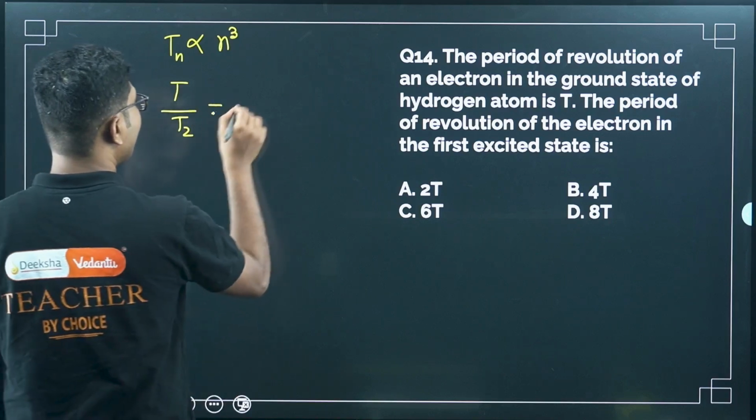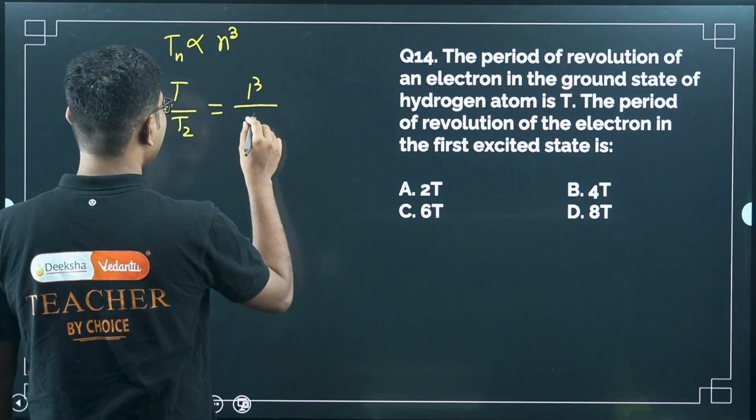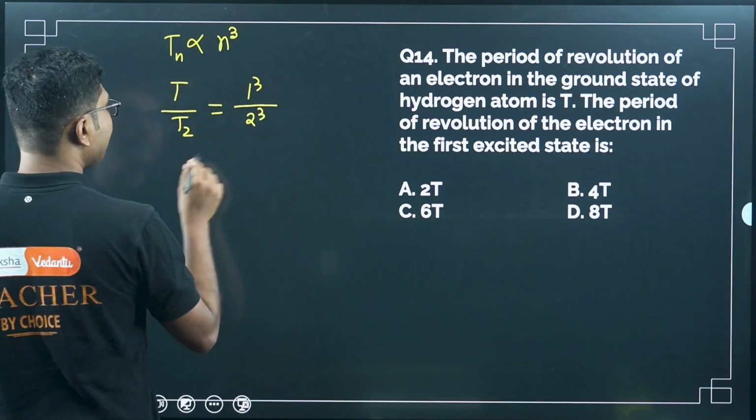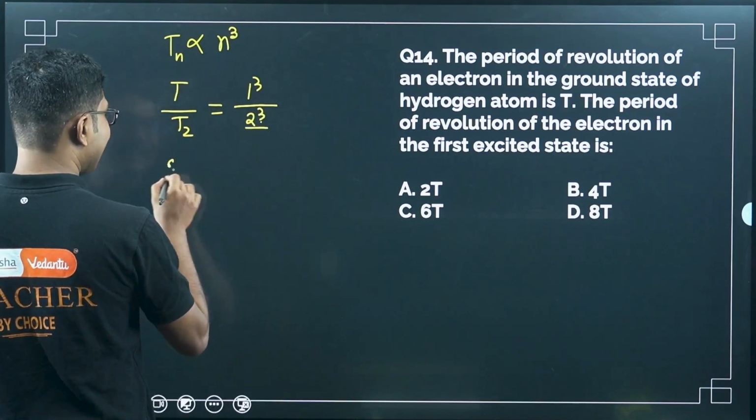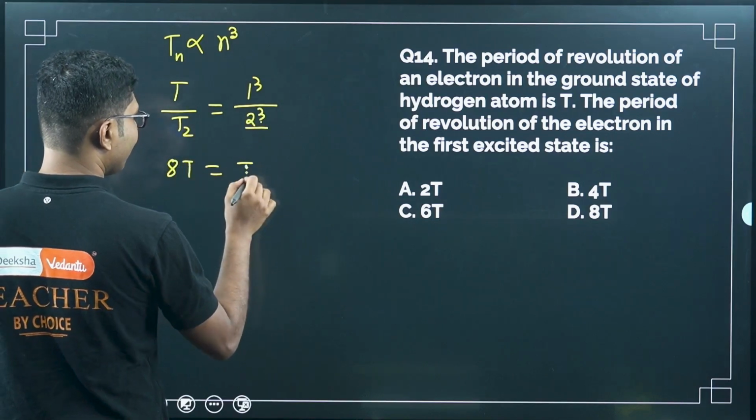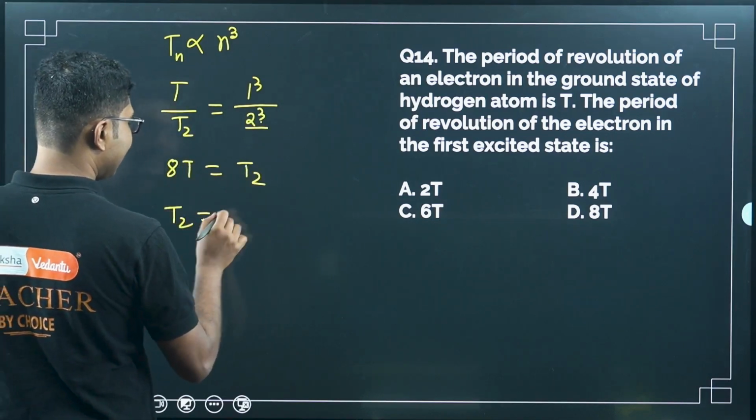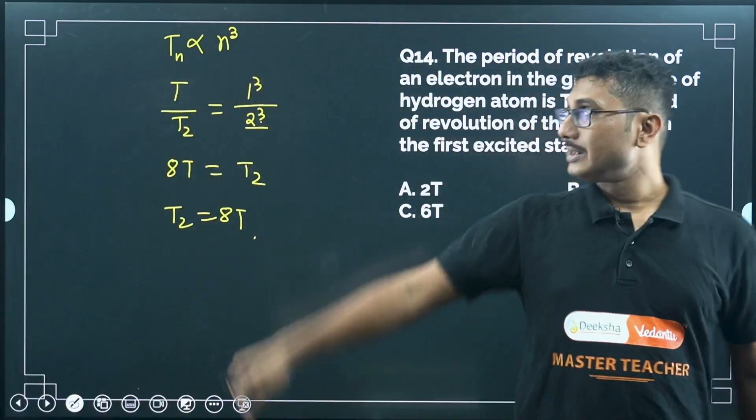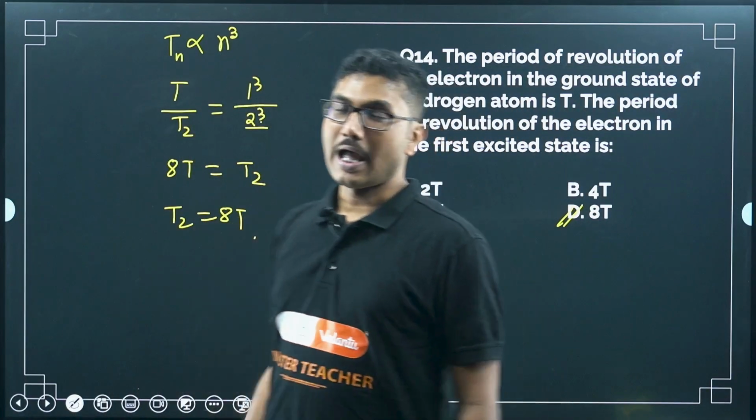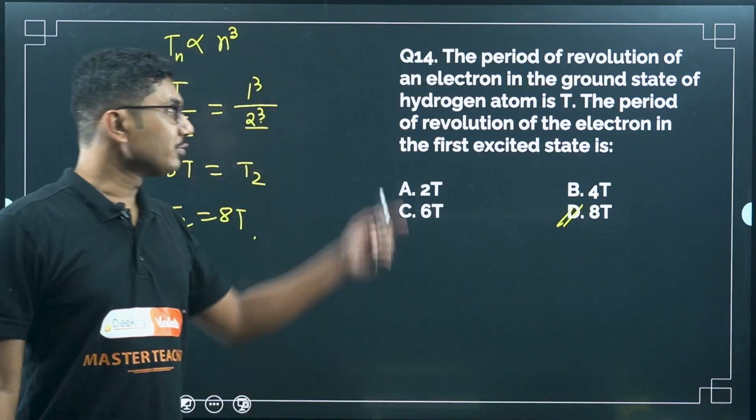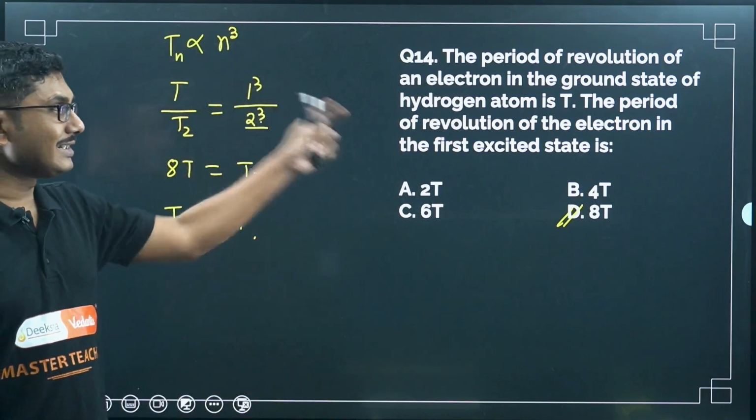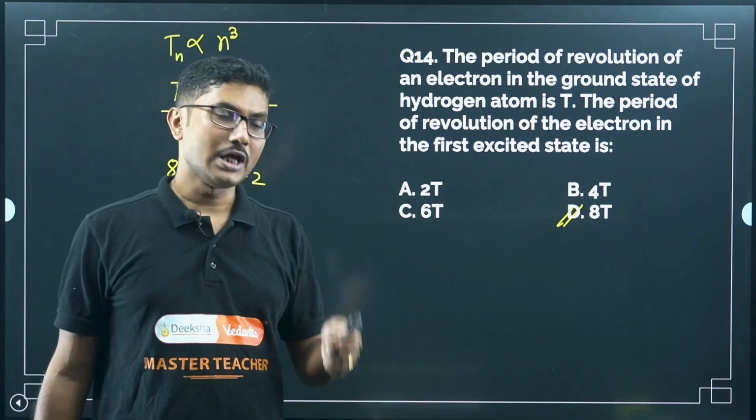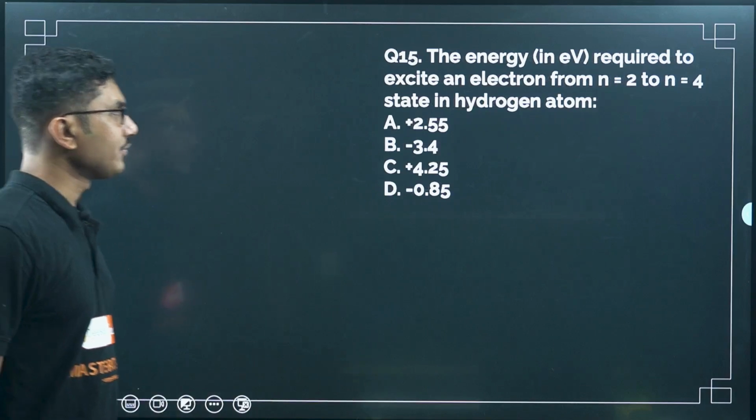Okay, so it will be 1 cube divided by 2 cube. Right. So now do the cross multiplication. 2 cube is 8. So 8T equals T2. So T2 is 8T. Simple question. Okay, if you remember, this is proportional to n cube and frequency is proportional to 1 by n cube. Such questions will be answered. So this is a very basic question, based on the time period, based on the frequency, which is very simple.